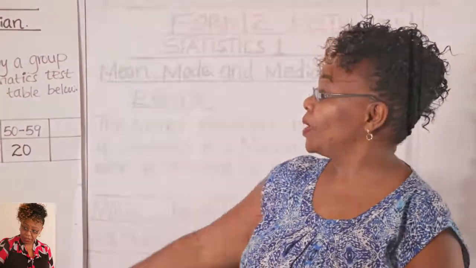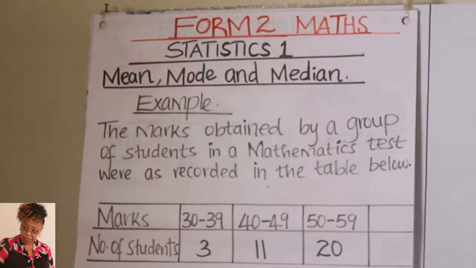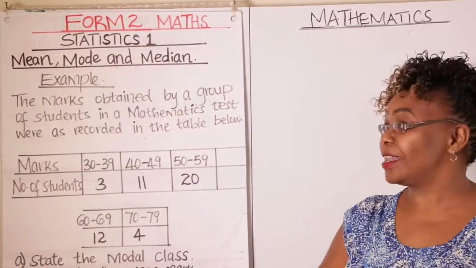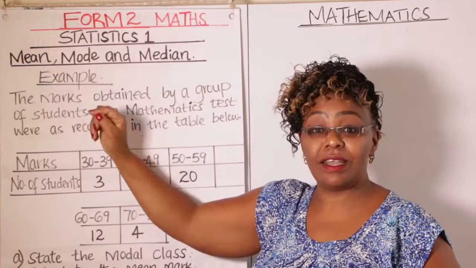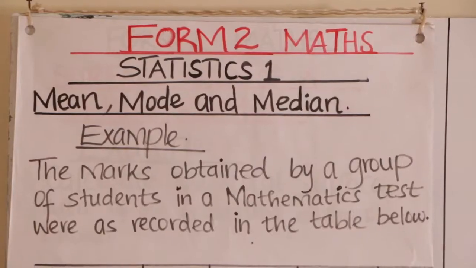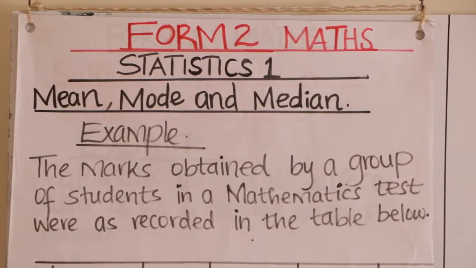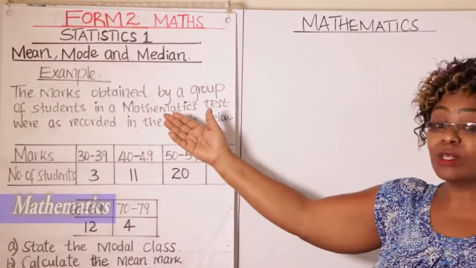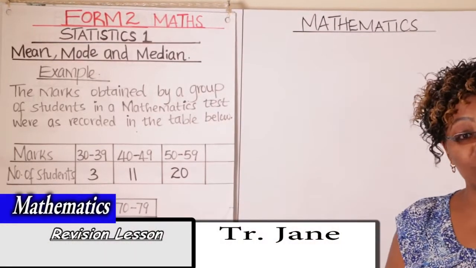Class, today we are going to look at Form 2 Mathematics. Our topic is Statistics 1. We are going to learn how to calculate the mean, how to find the mode, and how to calculate the median of grouped data. So welcome, my learner. And therefore we go straight away to our first question.